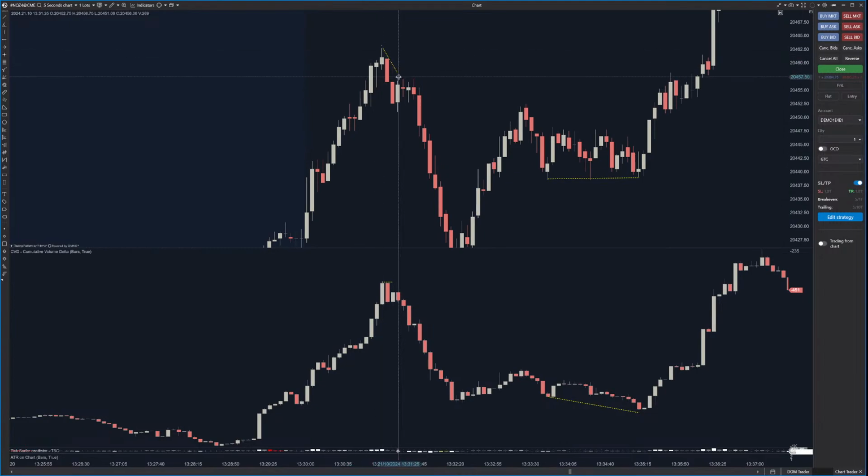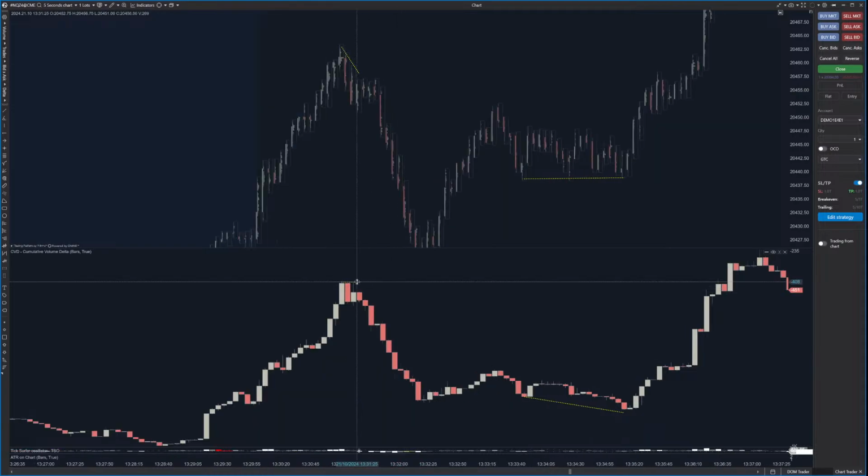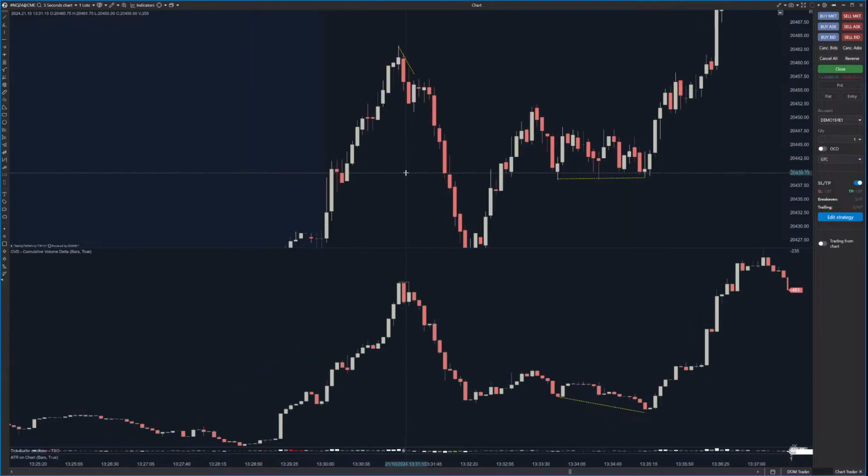We see a sharp decline, 2 fairly big red bars, and the second red bar is actually white or green on the delta, right? And on the wick, they tried to push it all the way up to the top, to the same value as where the selling pressure started from.